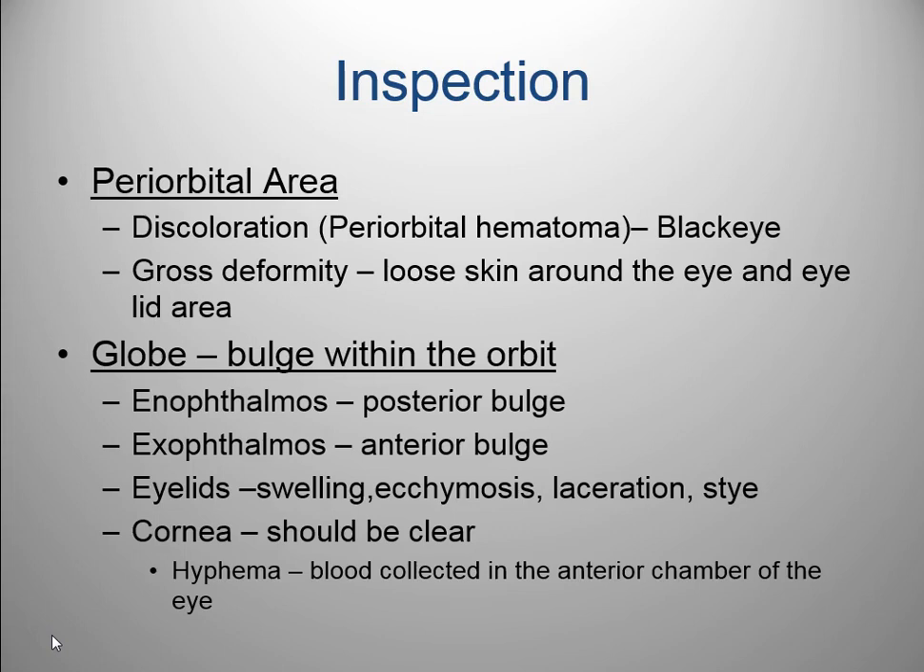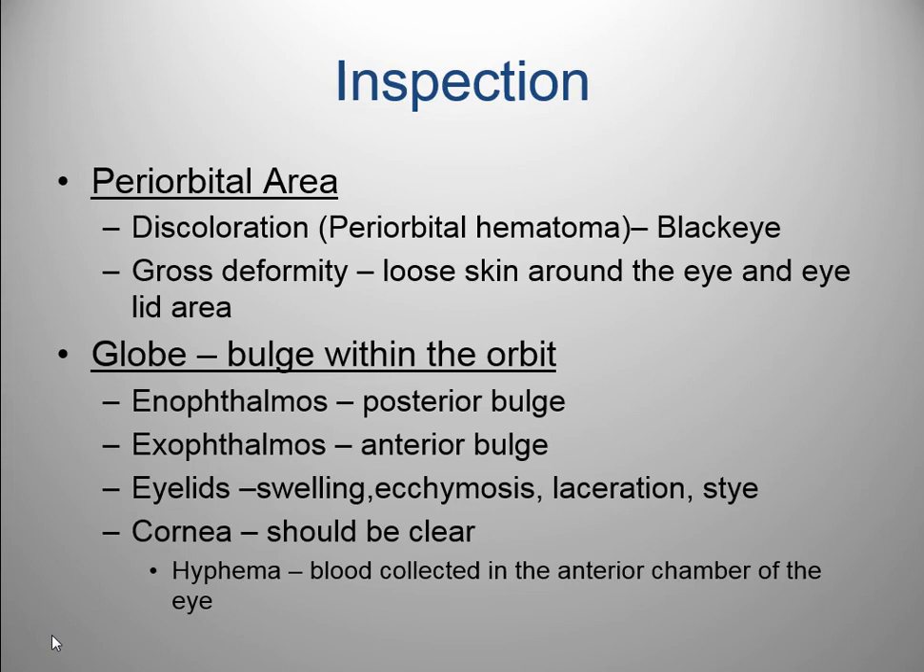So you're going to look at the periorbital area, the area around the outside bones of the eye. When you're doing an inspection, you're going to inspect the periorbital area. So you're going to look for discoloration of the eye. You're going to look for a black eye, which obviously could also indicate a broken nose, but blackness under the eyes themselves, any kind of gross deformity. And let me tell you that eye deformities are pretty gross when they're deformed.